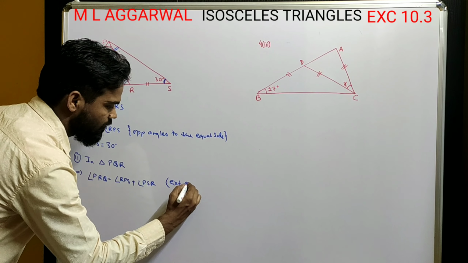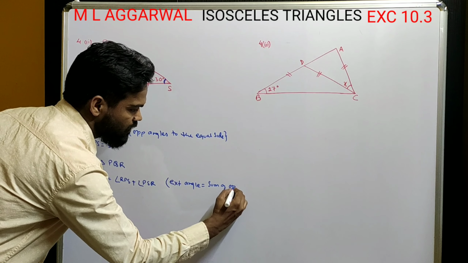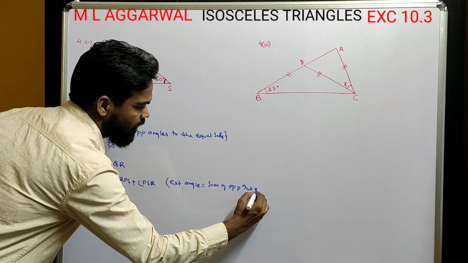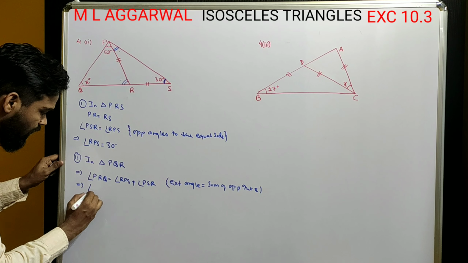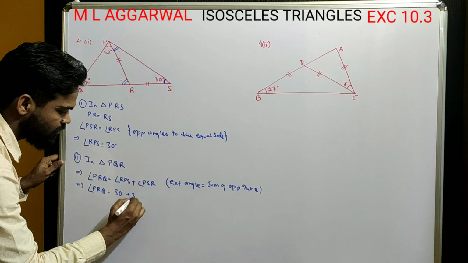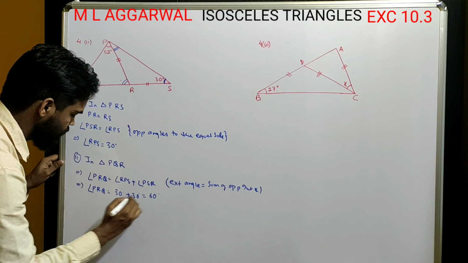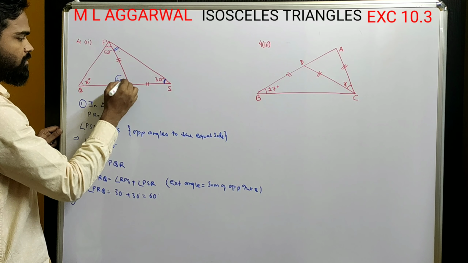Exterior angle equals the sum of opposite interior angles. Okay? Now, which means angle PRQ is equal to 30 plus 30, that's 60 degrees. So we got this as 60 degrees.